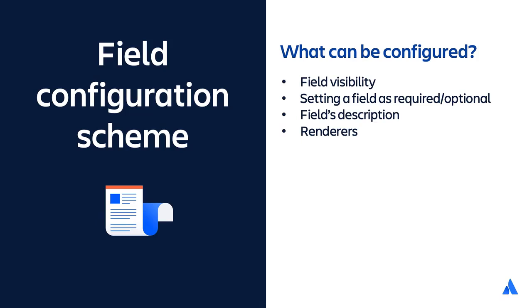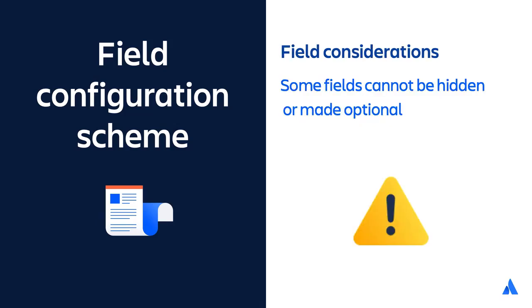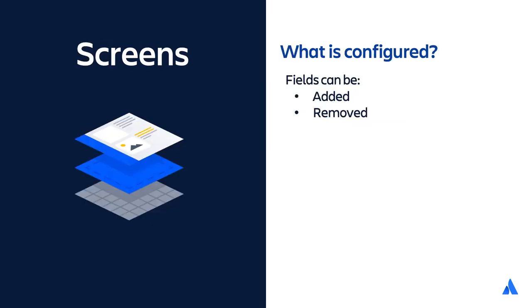You can change the renderer for a field. A renderer defines the type of field you use for editing. It can be a plain text field, or one which can be edited using a wiki-style renderer. As we discussed earlier, some system fields cannot be heavily configured. For example, the summary field is always mandatory, and apart from its description, it cannot be updated. Screens are associated with issues. They are used to determine the fields available on a screen, when an issue is viewed or edited, or when an issue is created. A Jira administrator can add or remove fields from a screen.